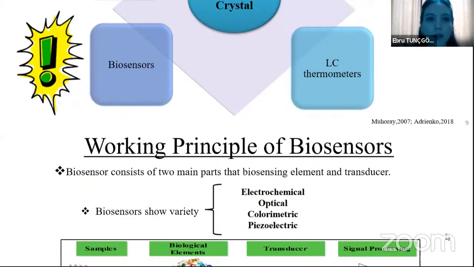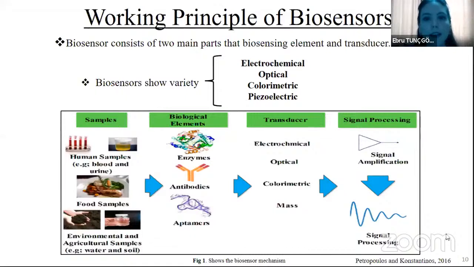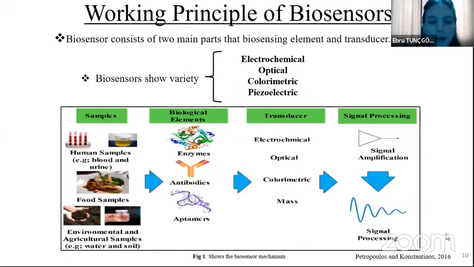Working principle of the biosensors. Biosensors consist of two main parts, the sensing element and the transducer. The sensing element interacts with the analyte and can be an enzyme, microorganism, or nucleic acid. As a result of the interaction between the biosensing element and analyte, a physical response occurs. The transducer transforms the physical response into a measurable signal. Biosensors show variety according to the transducer and are categorized as electrochemical, optical, colorimetric, and piezoelectric. The liquid crystal biosensor is an example of an optical biosensor.